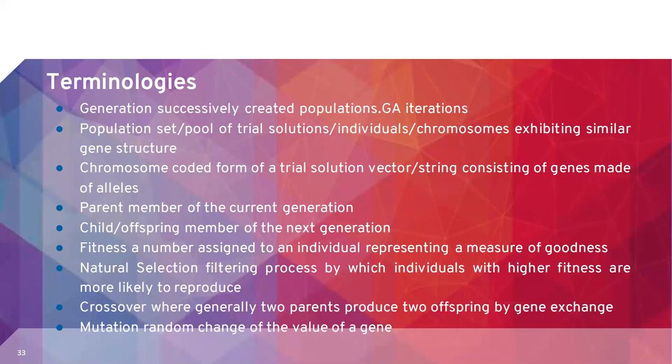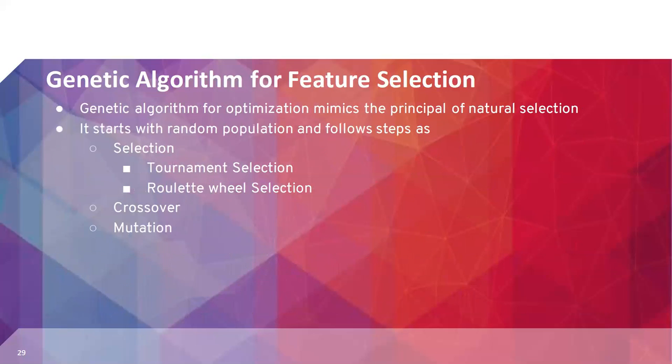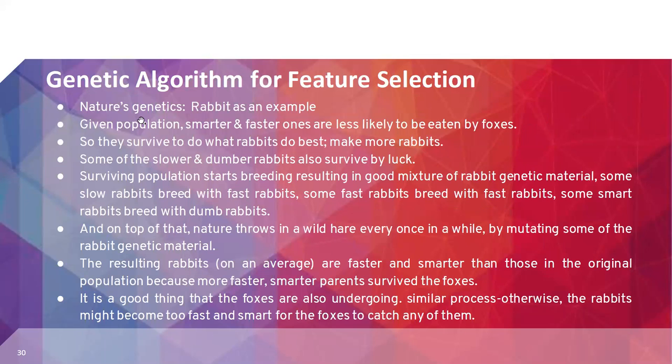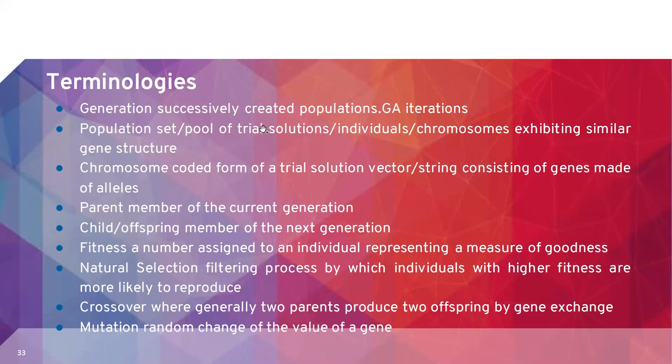Initially, a population of trial solutions is started, in coded form. The trial solutions are different subsets of attributes selected for a particular example. From the data set, as an example, this example uses only descriptors 1, 4, and 5. So this is one trial solution. Similarly, several trial solutions can be generated. GA starts with a set of trial solutions. And the trial solution in coded form is known as a chromosome. Now we have coded in terms of 0 and 1. So every chromosome is a trial solution.